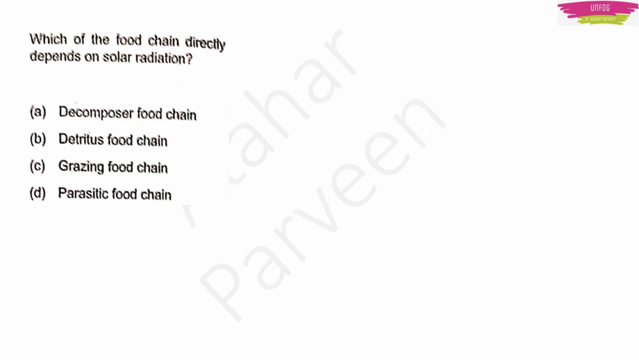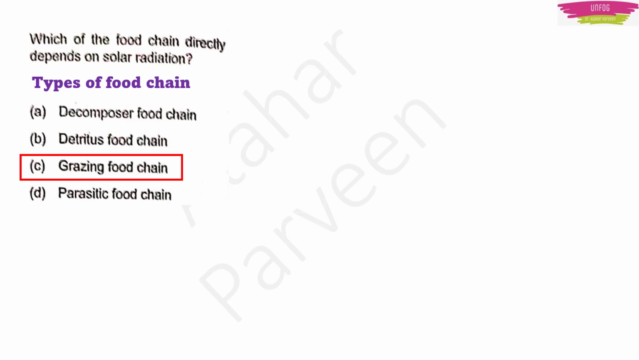Next, which of the food chains directly depends on solar radiation? They have given 4 food chains. These are actually types of food chains: decomposer food chain, detritus food chain, grazing food chain and parasitic food chain. Now the answer for this is grazing food chain. In the grazing food chain only, the food chain directly depends on solar radiation.